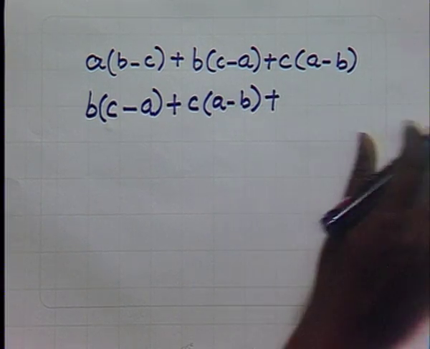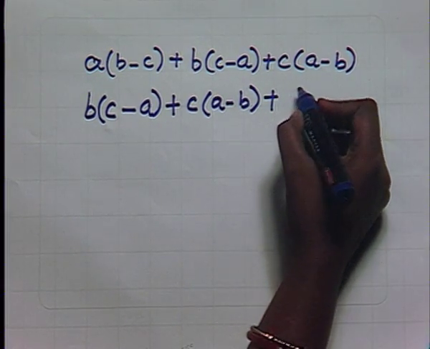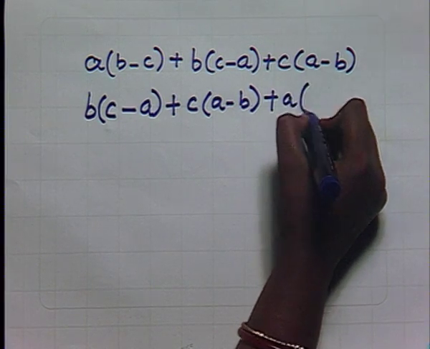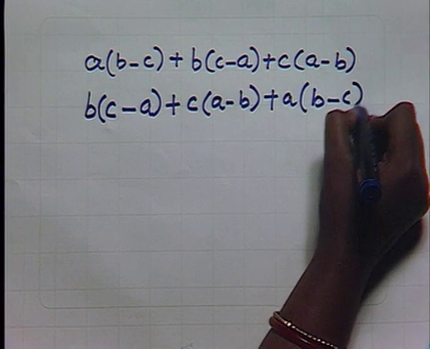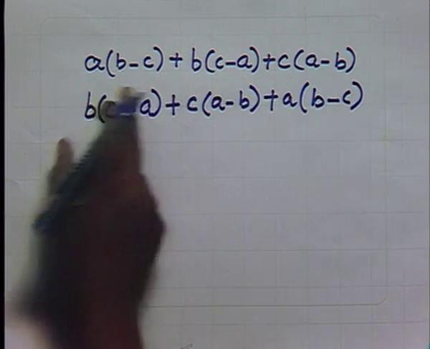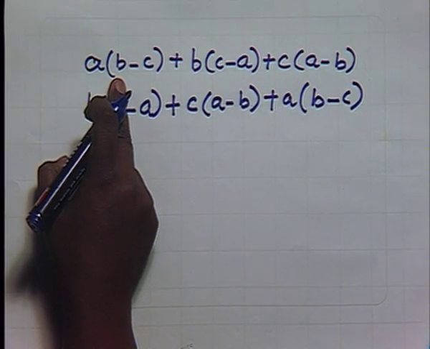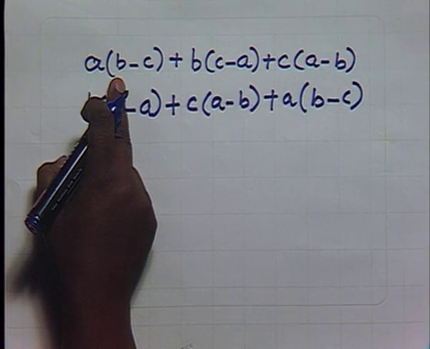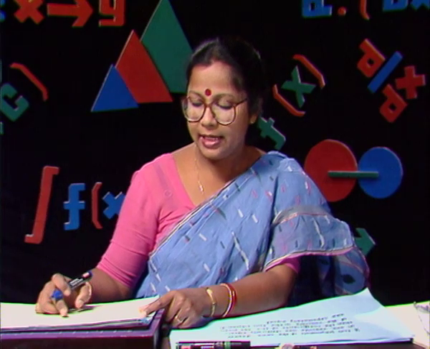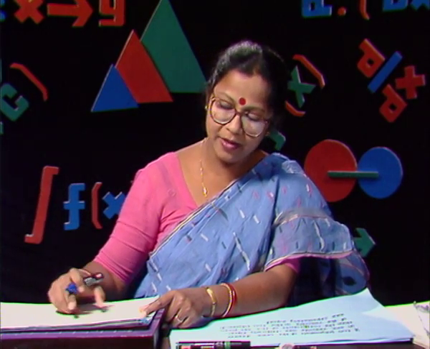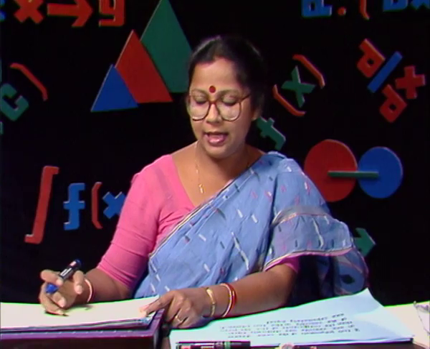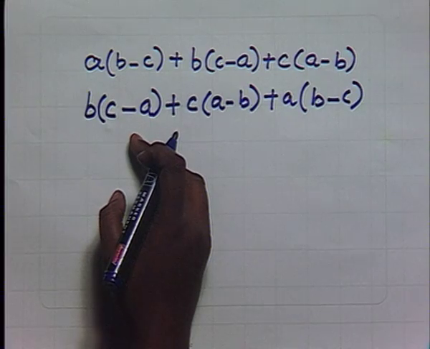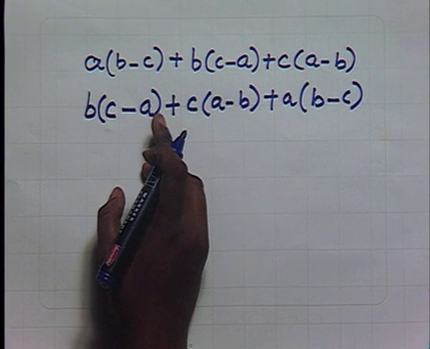And what happens to the third term? Let us see. C is changed to a, a is changed to b and b is changed to c, which is nothing but the first term in the initial expression. So, we find that each term here can be obtained from the previous term by successively replacing a by b, b by c and c by a.